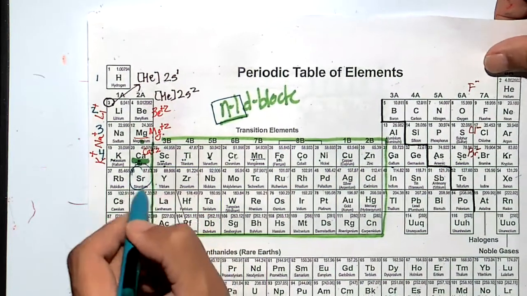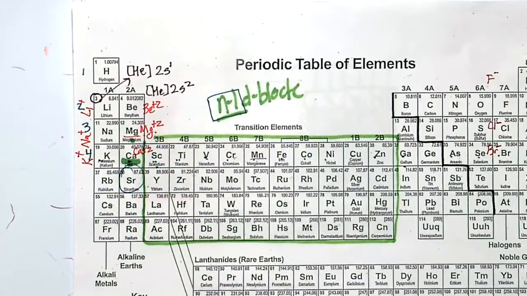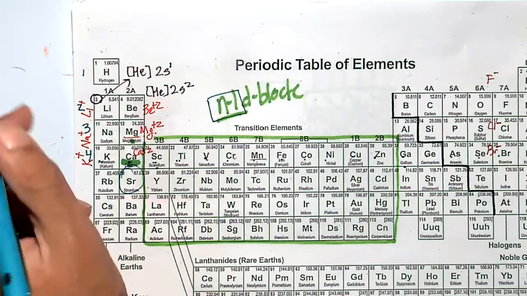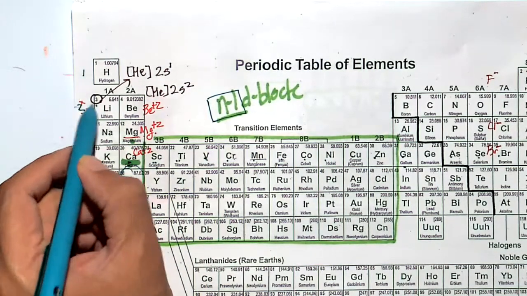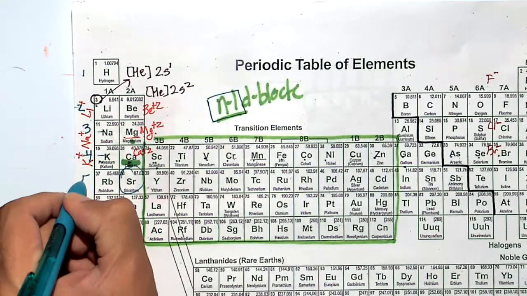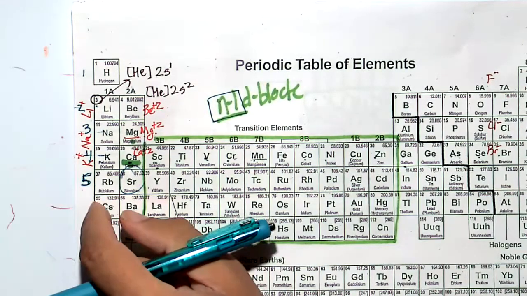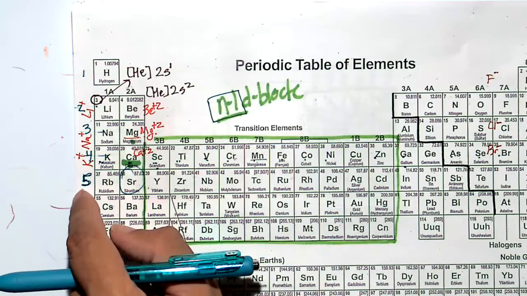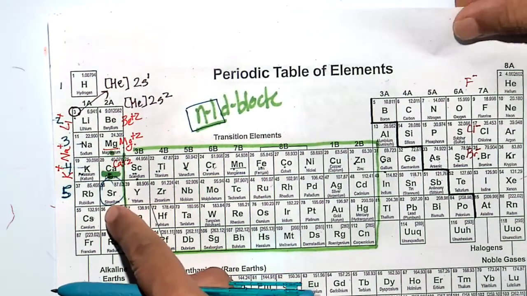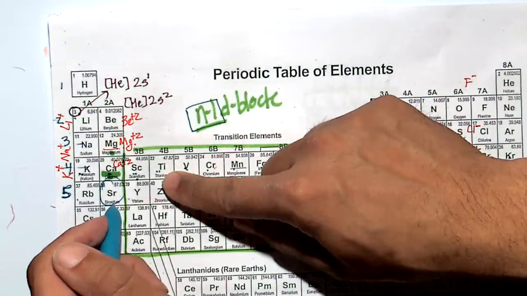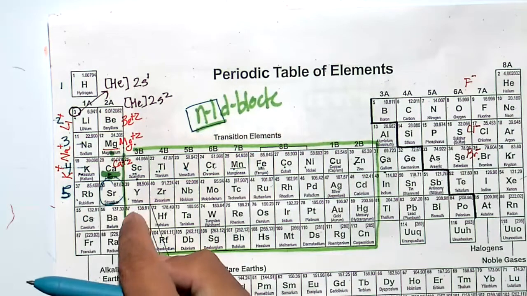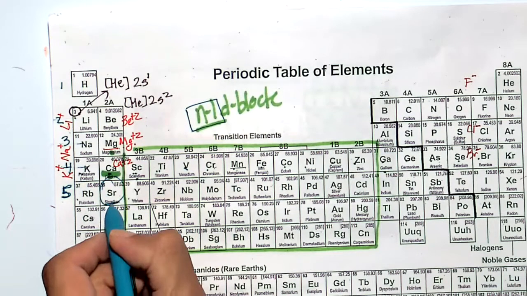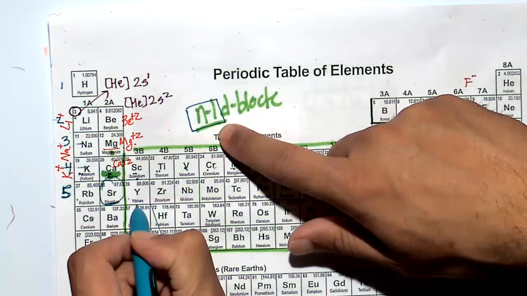Let's pick another example here, strontium. Everyone look at strontium with me. Element right here, strontium. Okay, what row is that in the periodic table? Row 1, row 2, row 3, row 4, row 5. Okay, what is the principal quantum number? 5. So the electron configuration for strontium will be krypton, 5s1, 5s2. What will be the electron configuration for yttrium? 5s2. Is it going to be 5d1?